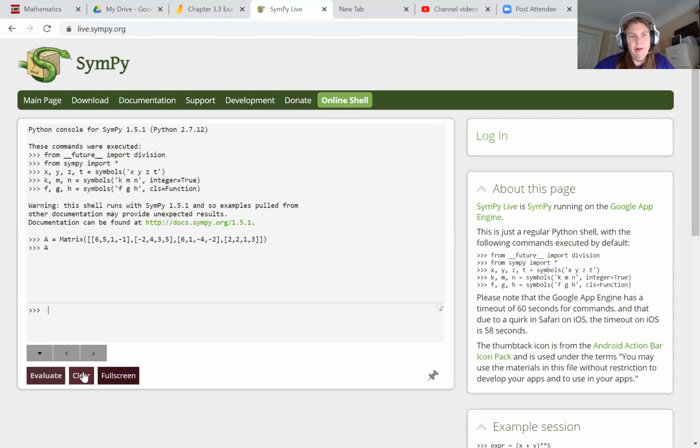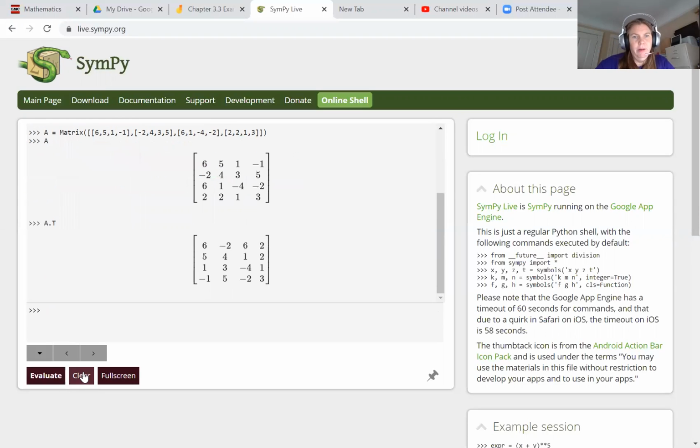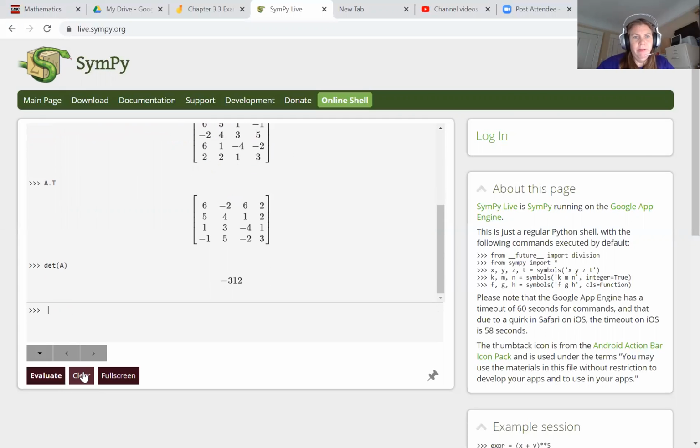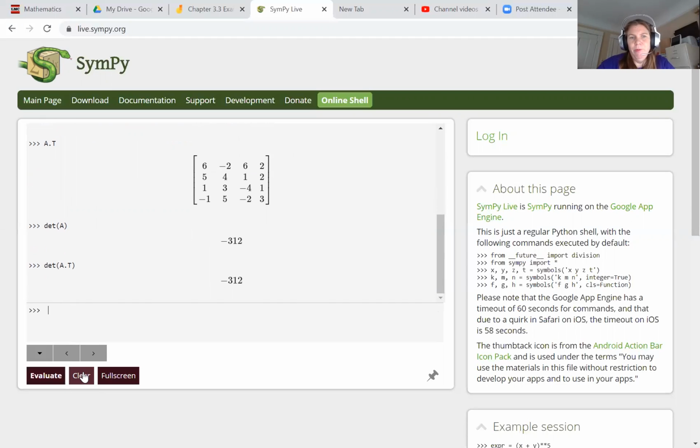All right, let's verify by typing matrix A. OK, no errors. Looks good. And then we are checking A transpose. So that's A dot T in SymPy. There's A transpose. And then we want to just check their determinants. For the determinant of A, we can type det and put A in parentheses. And then for the determinant of A transpose, we can type det of A dot T. Voila, the same result.